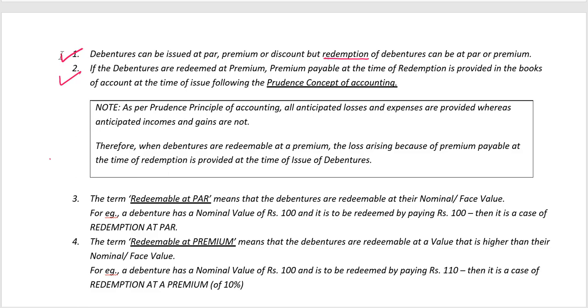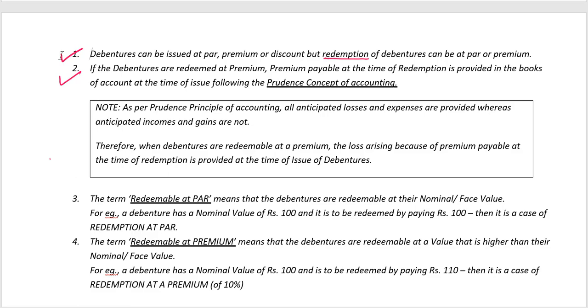Now, what is Prudence concept of accounting? As per Prudence principle of accounting, all anticipated losses and expenses are to be provided for, whereas anticipated incomes and gains are not to be provided for. Therefore, when debentures are redeemed at premium, the loss arising because of premium payable at the time of redemption is provided at the time of the issue of debentures itself.